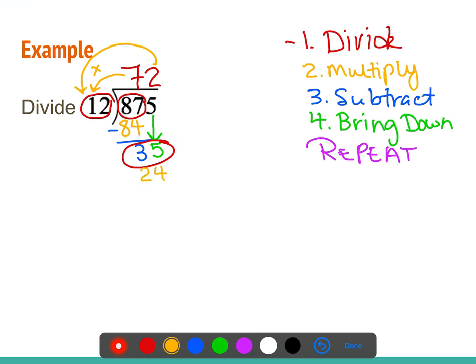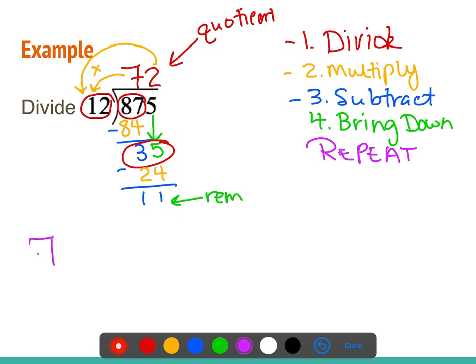So I'm going to start over. I'm going to divide 35 by 12. It goes in there 2 times. And we put the answer on top. 2 times 12 is 24. Then you subtract. 35 minus 24 is 11. And since there's nobody left to bring down, that's your remainder. And remember, up on top is your quotient.